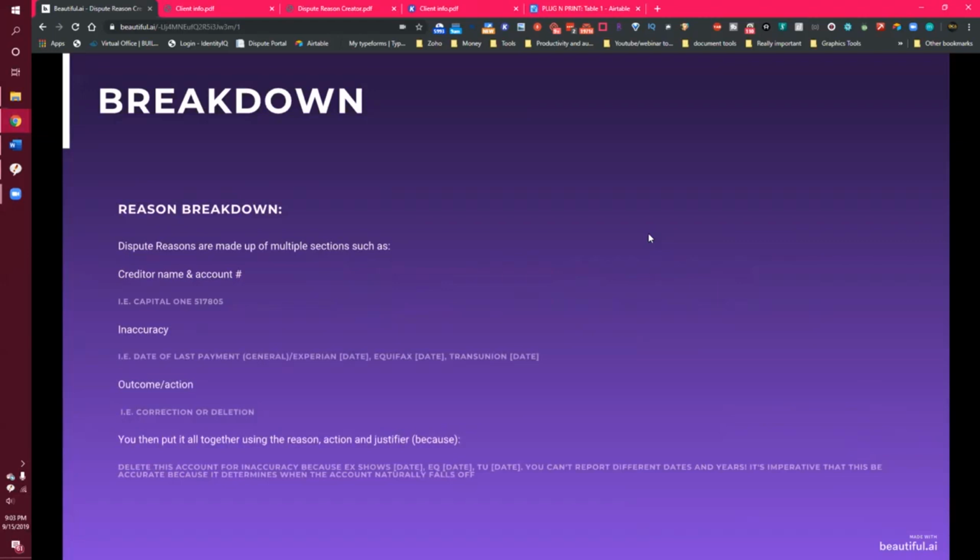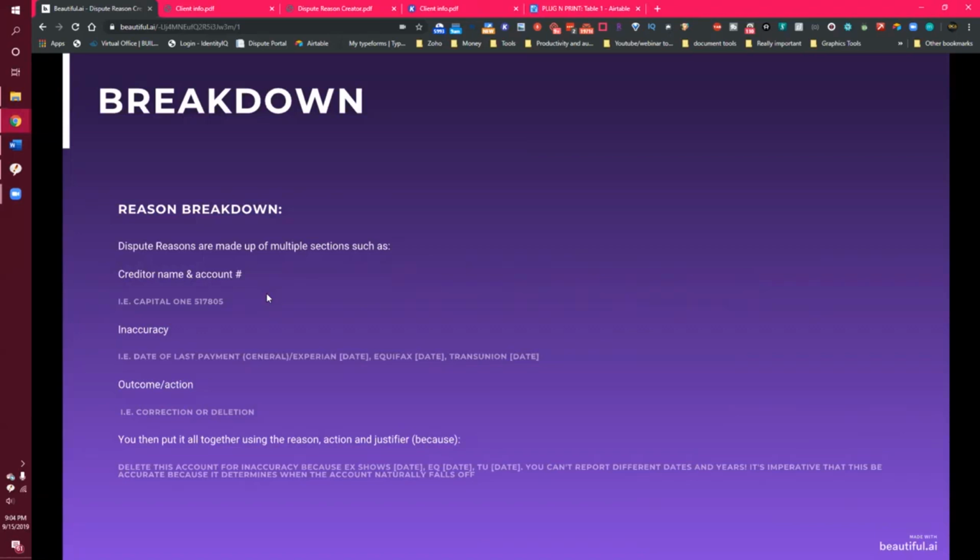When you are breaking down the account, there are very specific things that you want to look for. This is how you create your dispute reasons, and I'm going to give you some examples. There are only a couple of components: the creditor name and account number. In this example, it's Capital One 517 805. You need to find the inaccuracy. An example would be date of last payment. That would be general. The one you would actually want to put on there, which is more detailed, is Experian, then the date, Equifax, then the date, and TransUnion, then the date.